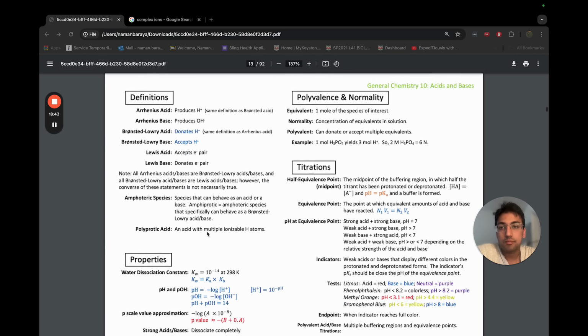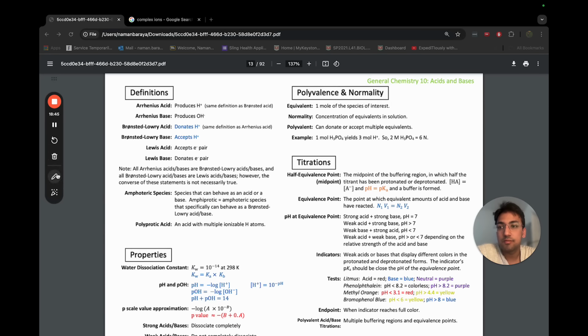Okay, now let's talk about acids and bases. So we have Arrhenius acid, Arrhenius base, Bronsted-Lowry acid, Bronsted-Lowry base. Arrhenius acid basically makes H+. This is the original definition of acids. And then Arrhenius bases produce OH-. Then they decided that they need to expand the definition a little bit. And so they said Bronsted-Lowry acids donate H+, versus Bronsted-Lowry bases accept H+.